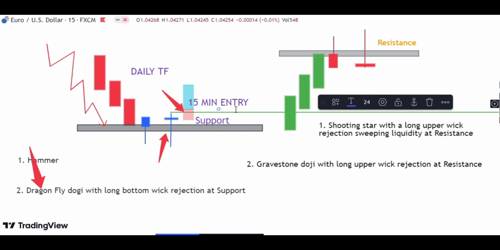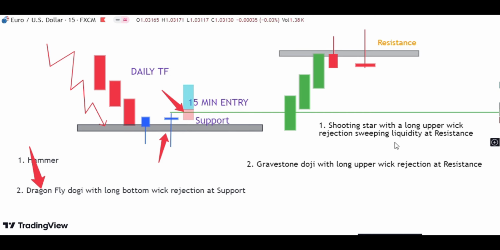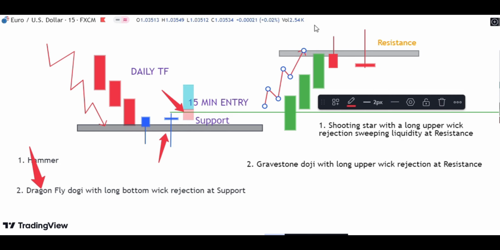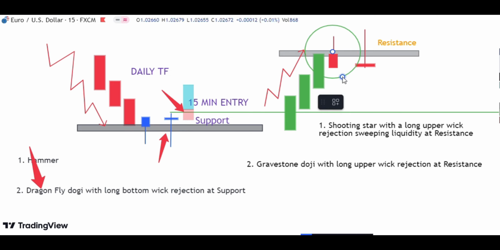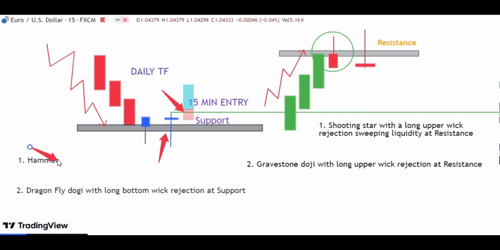So now let's go to the bullish scenario. As you can see, this is my representation of a bullish market. Now when the price gets to resistance and you see a candlestick pattern like this one here, this is called a shooting star. So our next candle of interest is called a shooting star.